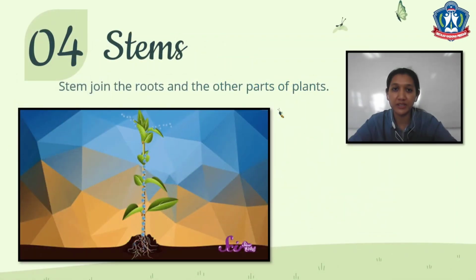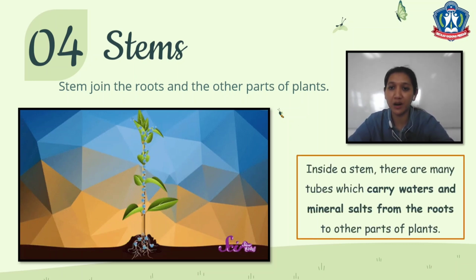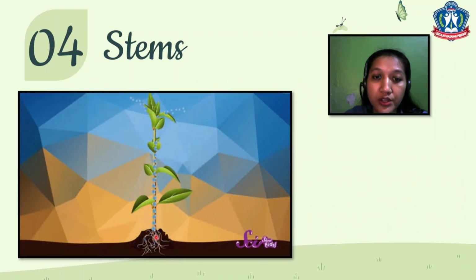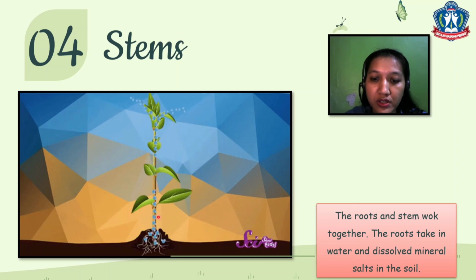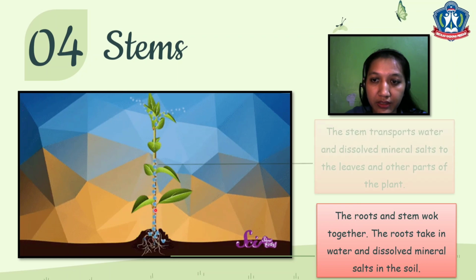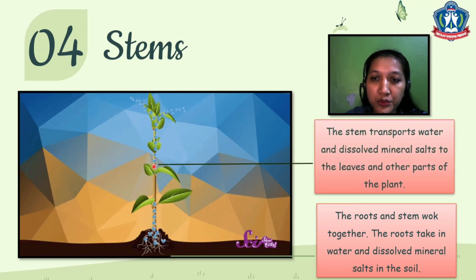The fourth part is stems. Stems join the roots and the other parts of plants. Inside a stem, there are many tubes which carry water and mineral salts from the roots to other parts of the plant. Roots and stem work together. The roots take in water and dissolved mineral salts from the soil. And then the stem transports water and dissolved mineral salts to the leaves and other parts of the plant.